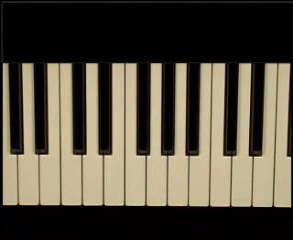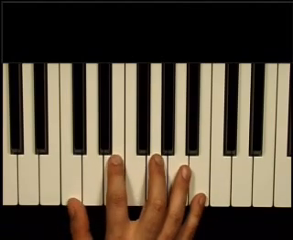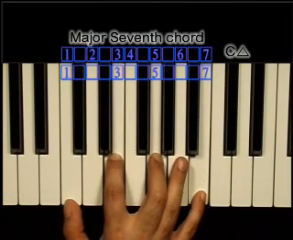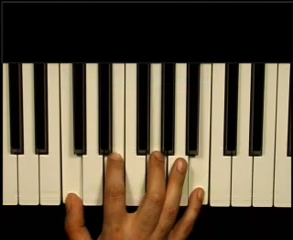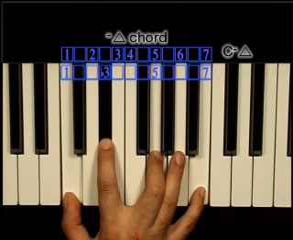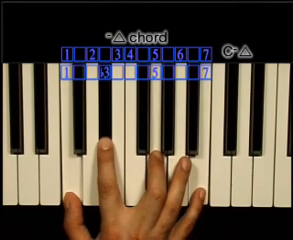The last group of 4 note chords are the major 7th chords. The major seventh can be interchangeably referred to as delta. The first is the major seventh chord itself. 1, 3, 5, 7. The next is the minor delta. 1, flat 3, 5, 7.